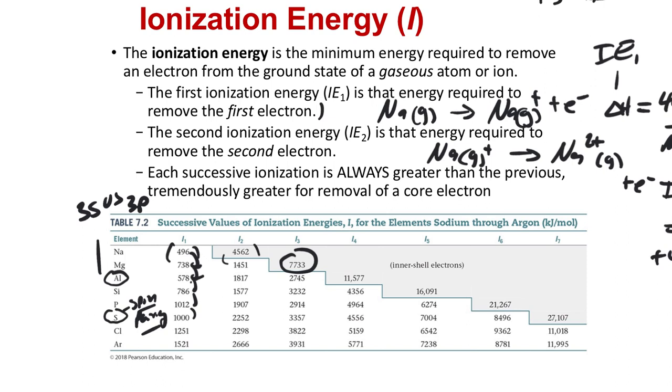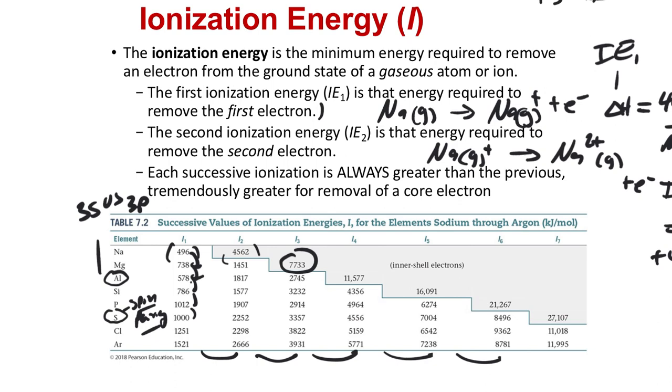So sometimes I just call it a configuration anomaly. We're just taking electrons from different types of orbitals, so they have different ionization energies associated with them. Note that if we look at argon, for example, as you go from I1 to I2 to I3 to I4 to I5, there's always an increase in energy for each successive electron that's removed from an atom.